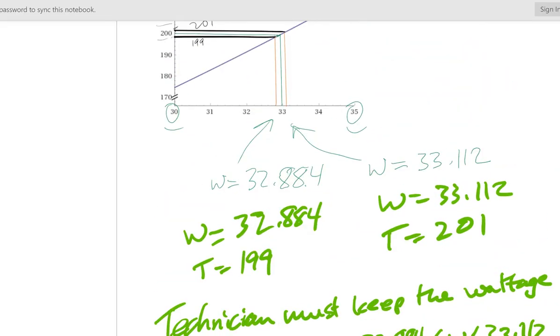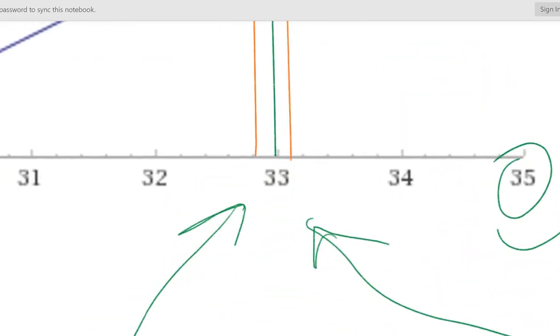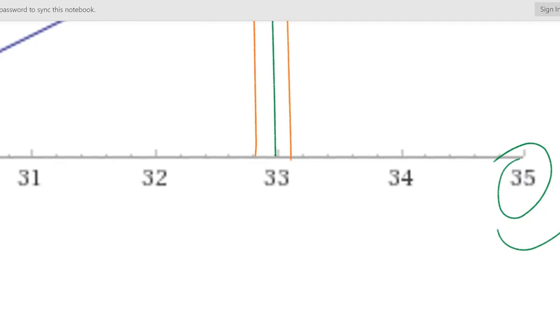Okay, and this is important with the epsilon delta definition of limit. Basically, what I'm saying is the following. Here on the left, you have a difference of 0.116. And on the right, you have a difference of 0.112. And you can see that in the graph, the left side is further away from the green than the right side.